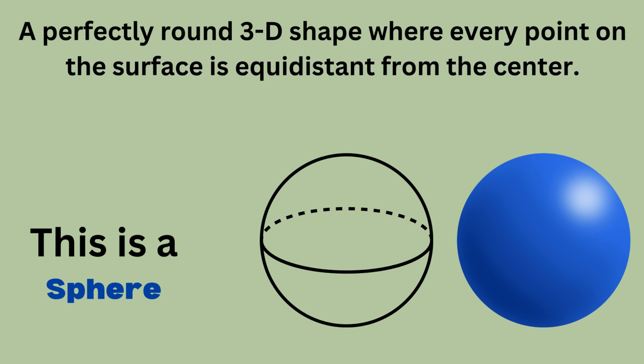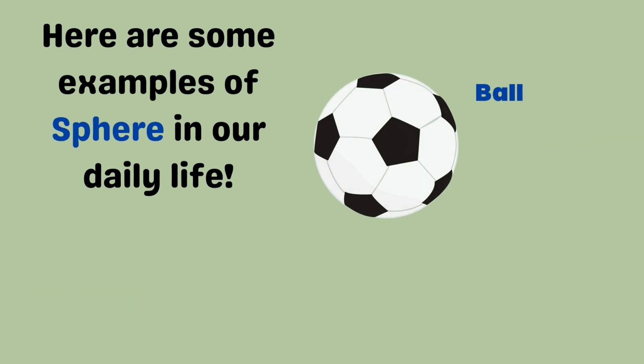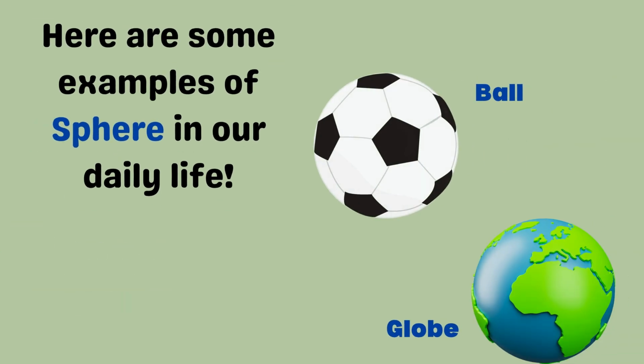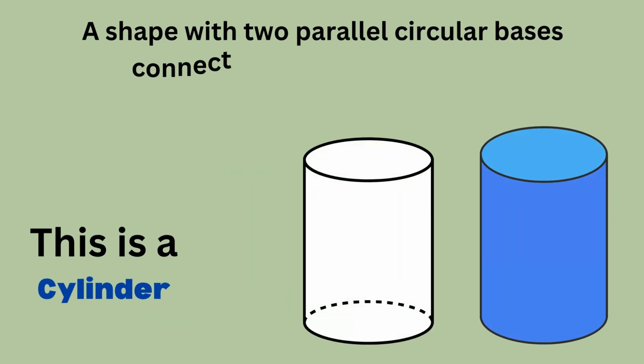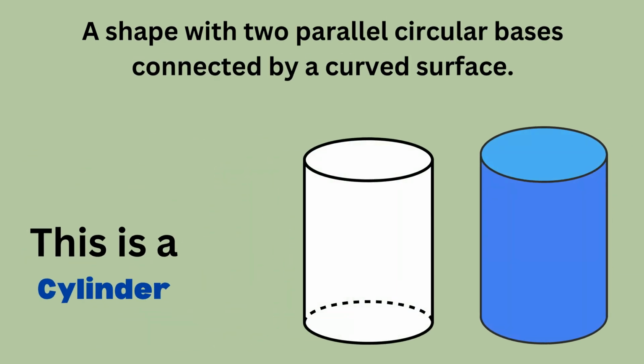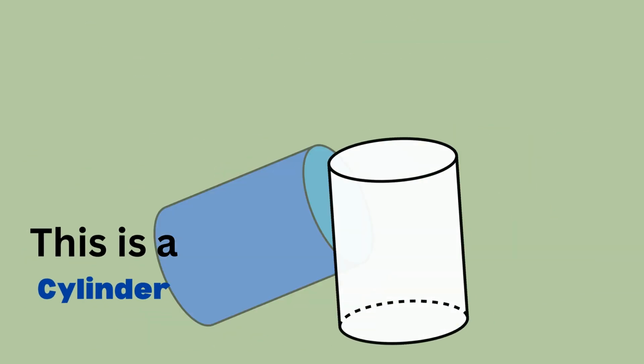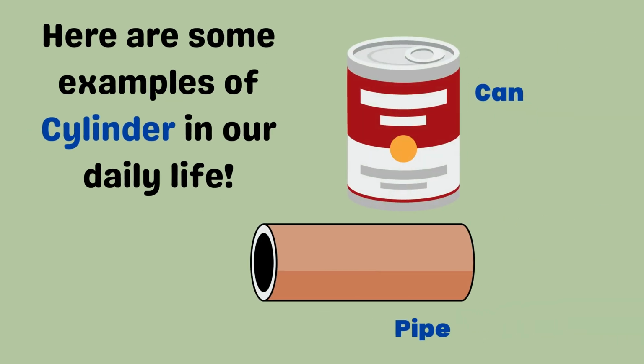This is a sphere, a perfectly round 3D shape where every point on the surface is equidistant from the center. Here are some examples of sphere in our daily life. Ball, globe. This is a cylinder, a shape with 2 parallel circular bases connected by a curved surface.